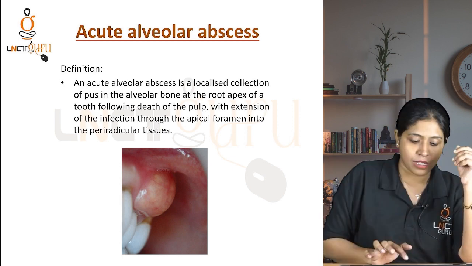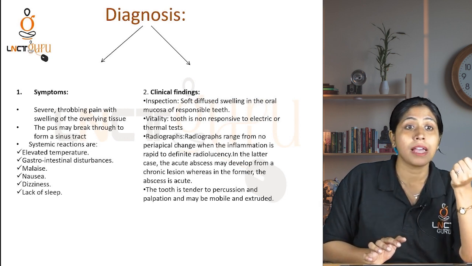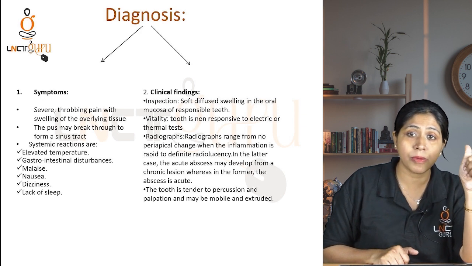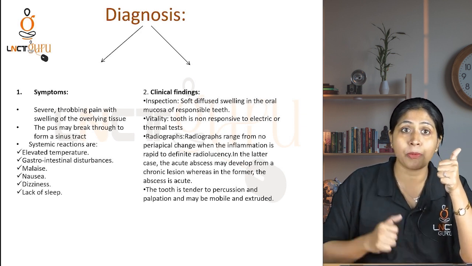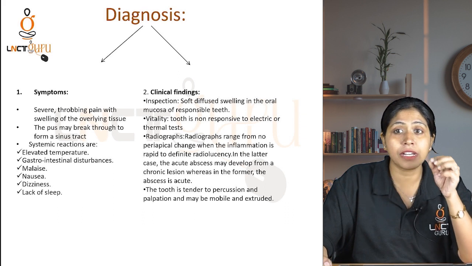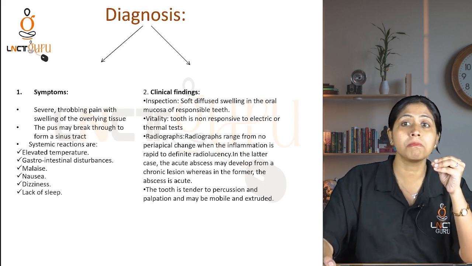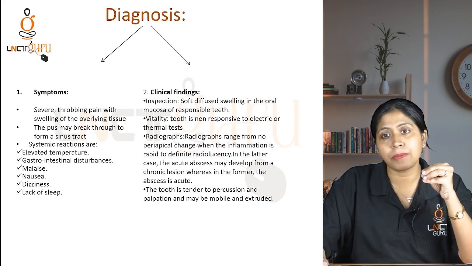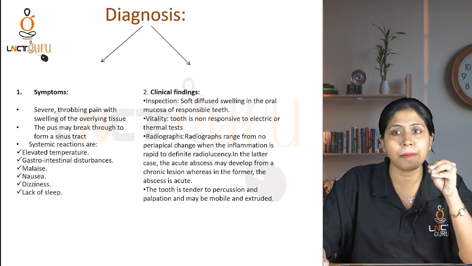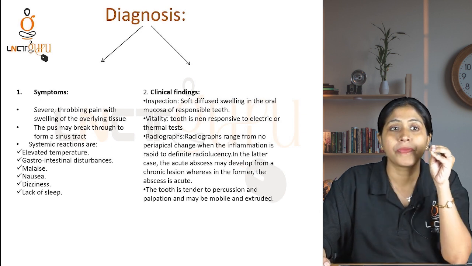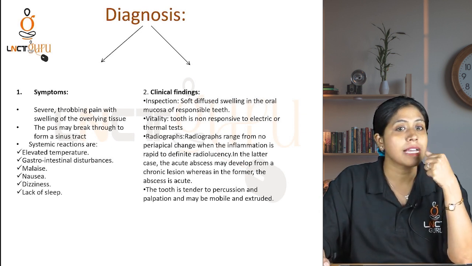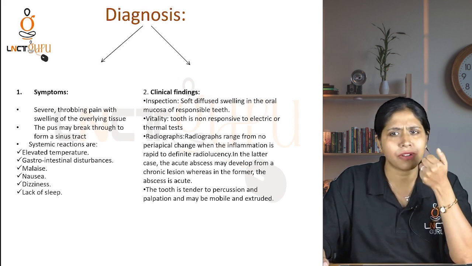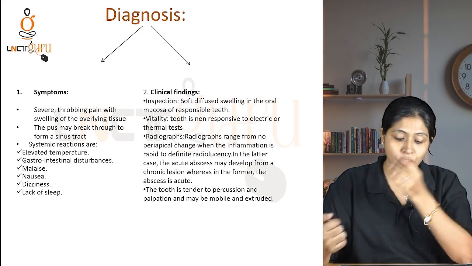Acute alveolar abscess. Again, you have to check for the symptoms. There will be throbbing pain. Throbbing pain is what we can say is the major clinical feature or symptom for any pus. It may be a chronic abscess or acute abscess; any abscess will present as throbbing pain. And elevated temperature, gastrointestinal disturbances, malaise, nausea, dizziness, etc. can happen.